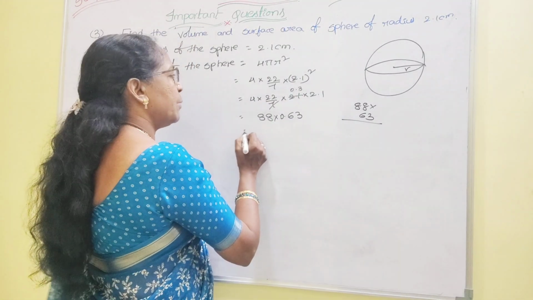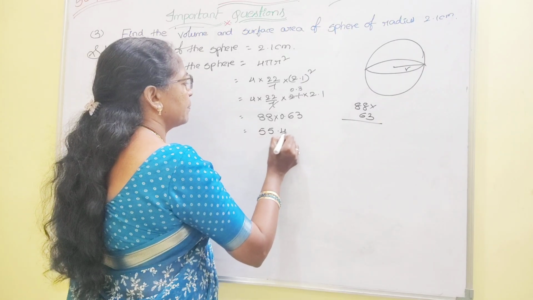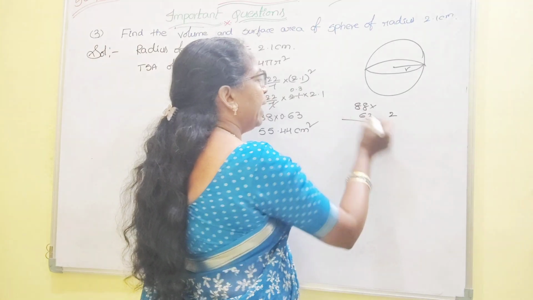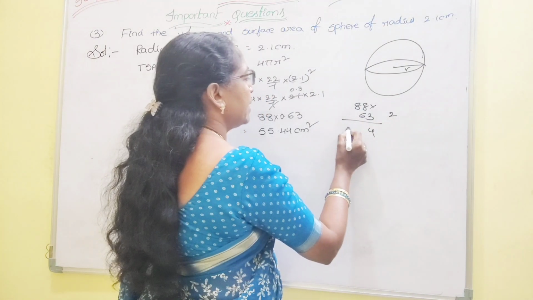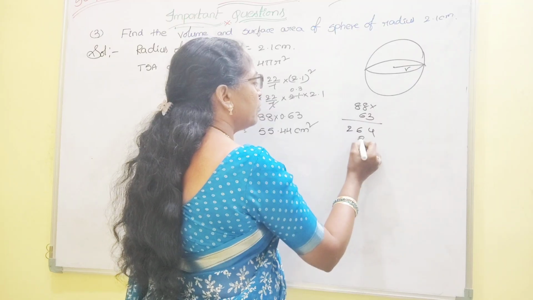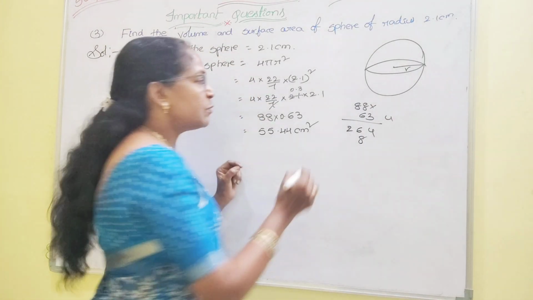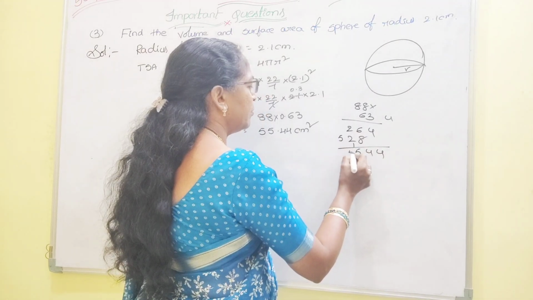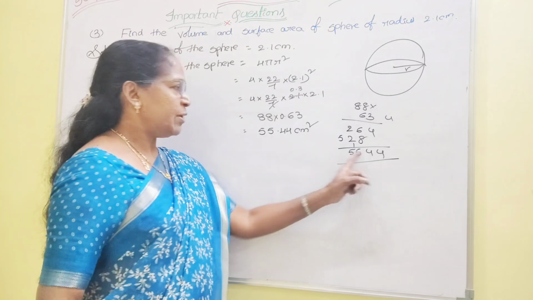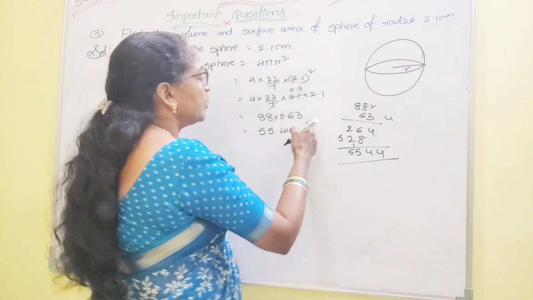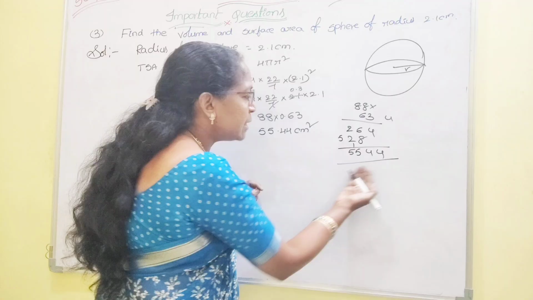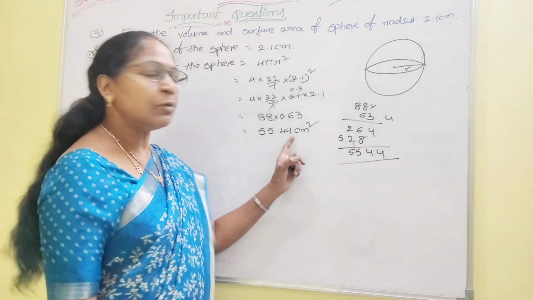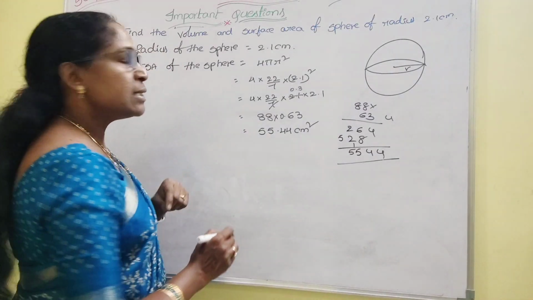Equal to 55.44 centimeters square. Here also you can multiply: 8 threes are 24, 8 threes are 24, 24 plus 2 is 26. Again 6 eights are 48, 6 eights are 48, 48 plus 4 equals 52. Now 4, 6 plus 8 is 14, here 5, 5. Now from the answer 5544 we got, there are 2 digits after the point. You count from the right side 1 and 2 digits and keep the decimal point. So 55.44 centimeter square is the total surface area.